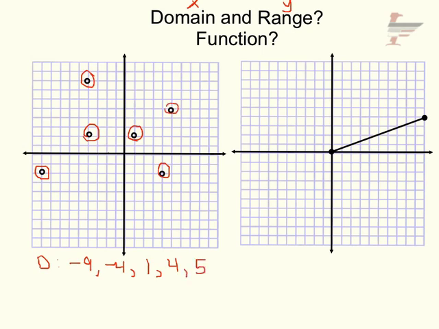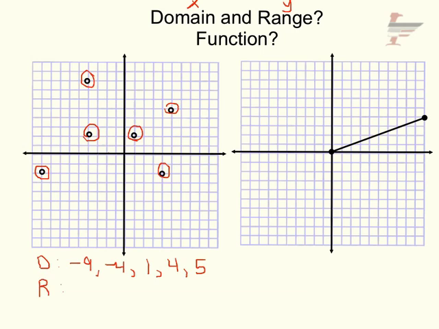So there's my domain. I literally list these values. Do not say everything from -9 through 5, because then you're saying that everything is connected, like a strange curvy function, and that's not happening. It's just those specific points, so be real careful with that.